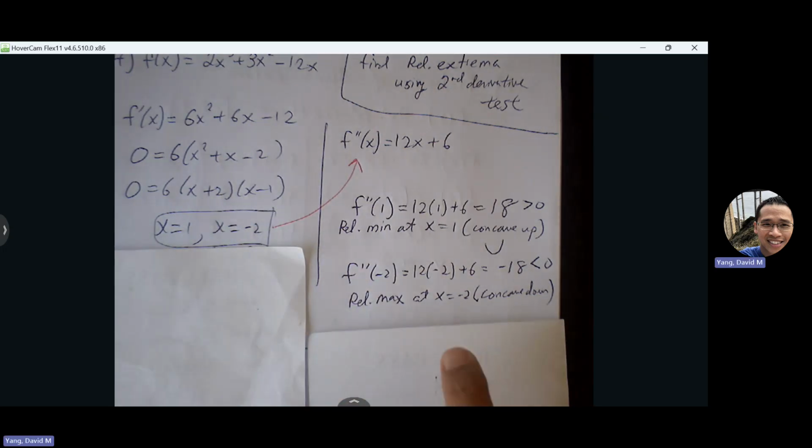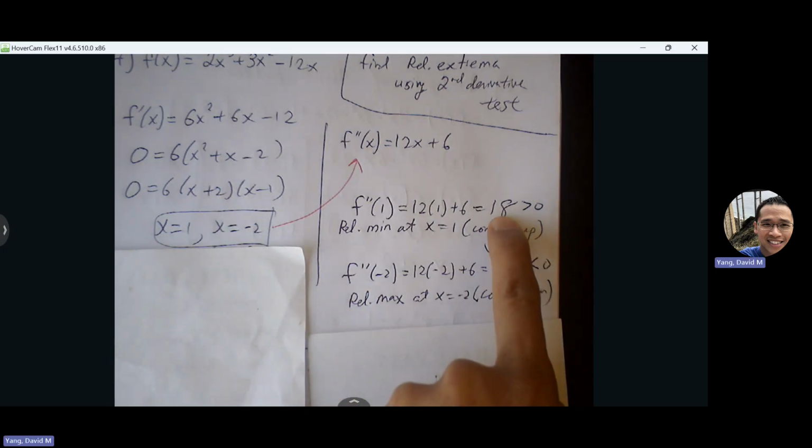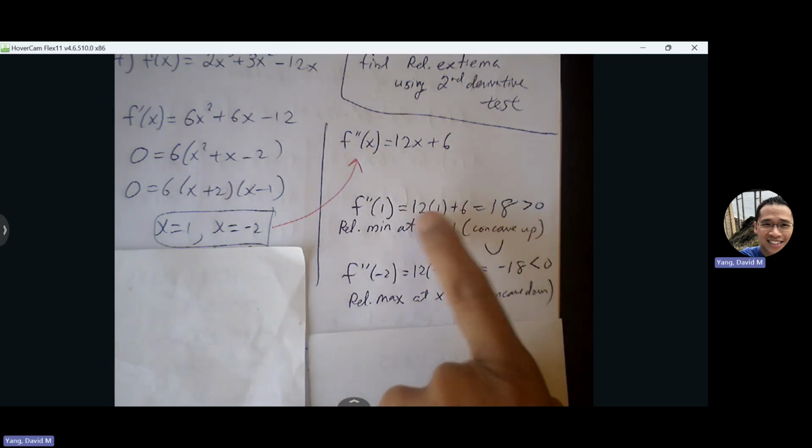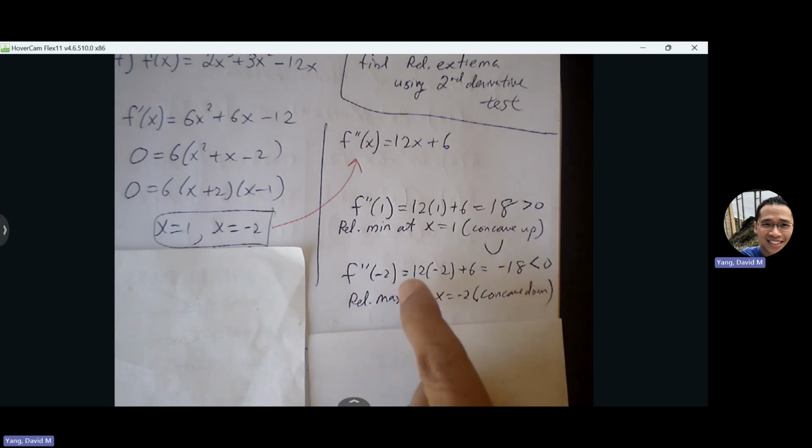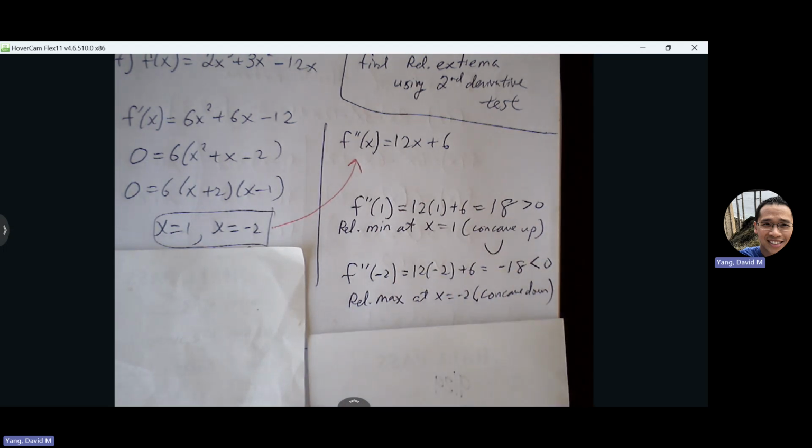So the trouble spot that students experience is they see that positive number and they want to associate that with max. If they see a negative number, they want to associate that with min. So just be aware that that's where the most common mistakes come from.